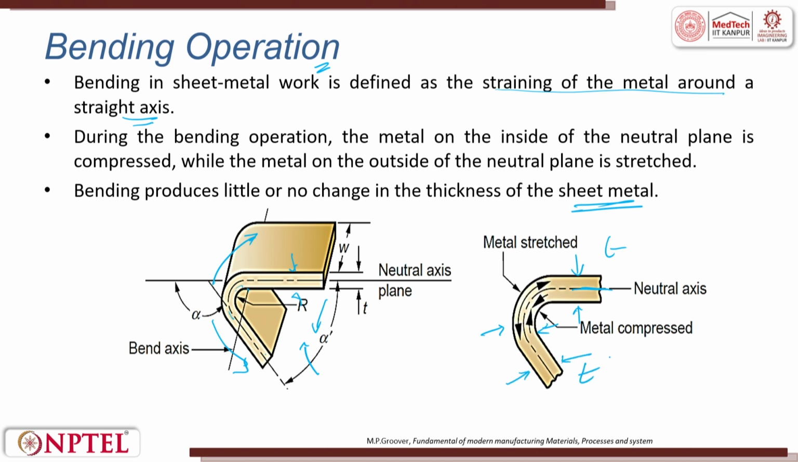If you look into it, this is a sheet metal, this is the neutral axis. It is stretched at the top and compressed at the bottom, and when we bend it, it has a radius; you will not have a sharp bend. So, you will always have a radius r, and the neutral axis will be bent by an angle called alpha. This is alpha dash and this is alpha.